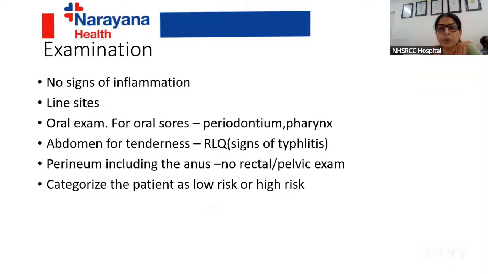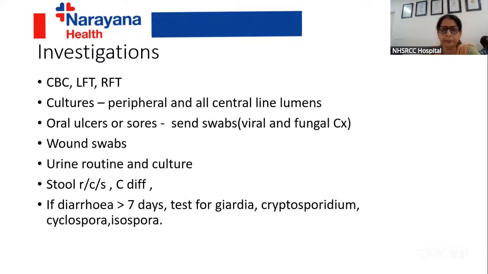Most important, don't do a rectal and a pelvic examination, because the child being neutropenic, you will cause a translocation of the bacteria when you do the examination, because of the mucositis that they have. So just examine the perineum, but no rectal or pelvic examination. And then you need to categorize whether this child with neutropenia with fever is high risk or low risk.